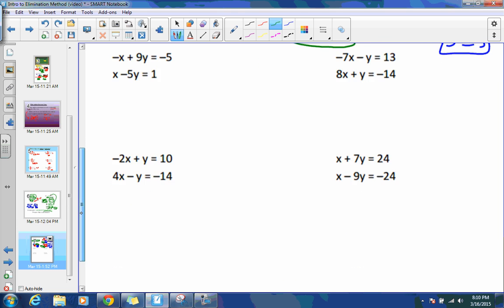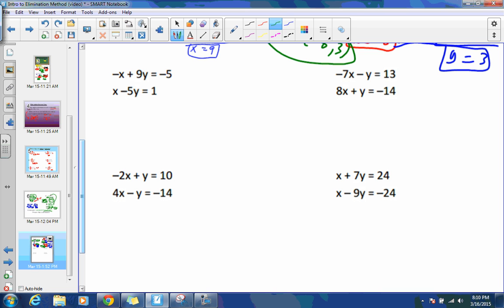So first of all, negative x plus 9y equals negative 5, and x plus or minus 5y. These, we can see the x's are just going to cancel out because they're already opposites, so we're going to add the equations. So we'll have negative 5 plus 1 is negative 4. Okay, x's will cancel out. We have 4y. Divide both sides by 4. You end up with y equals negative 1.